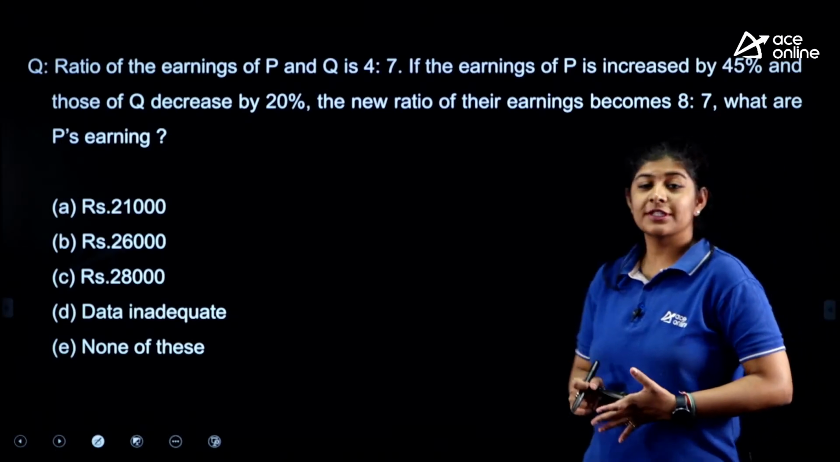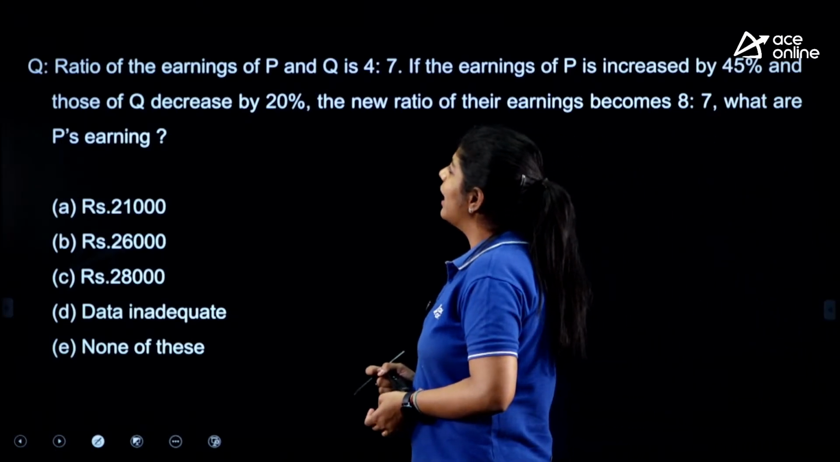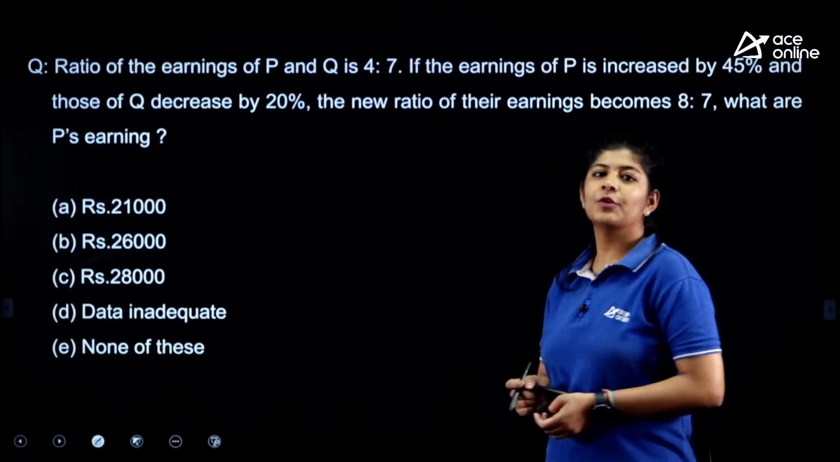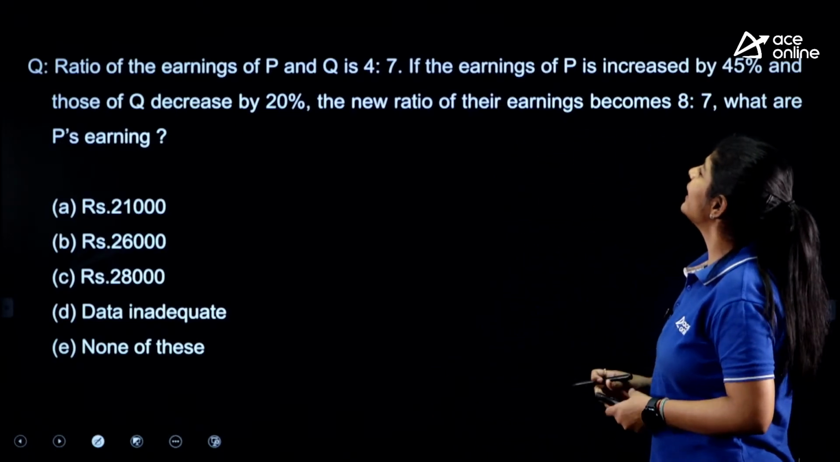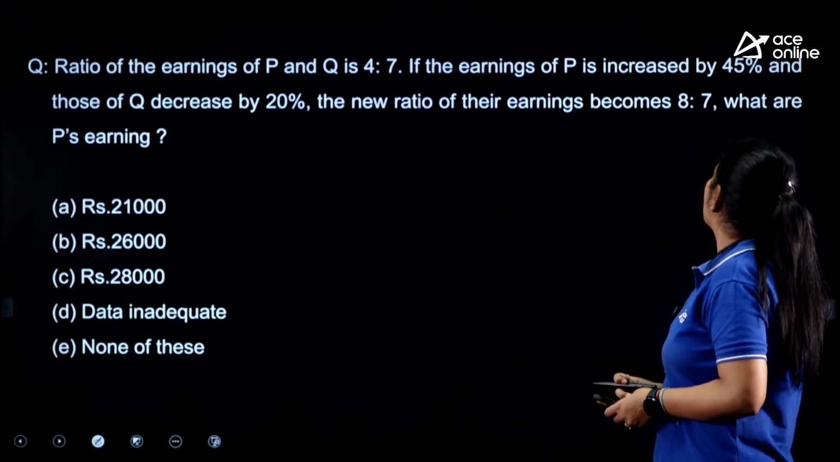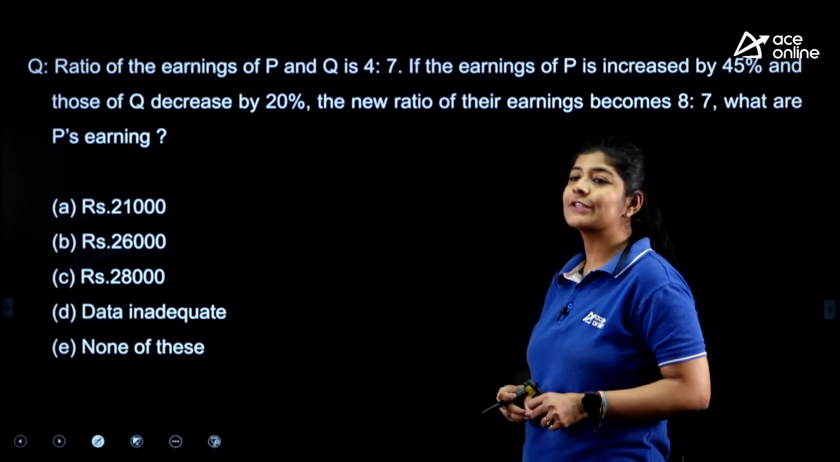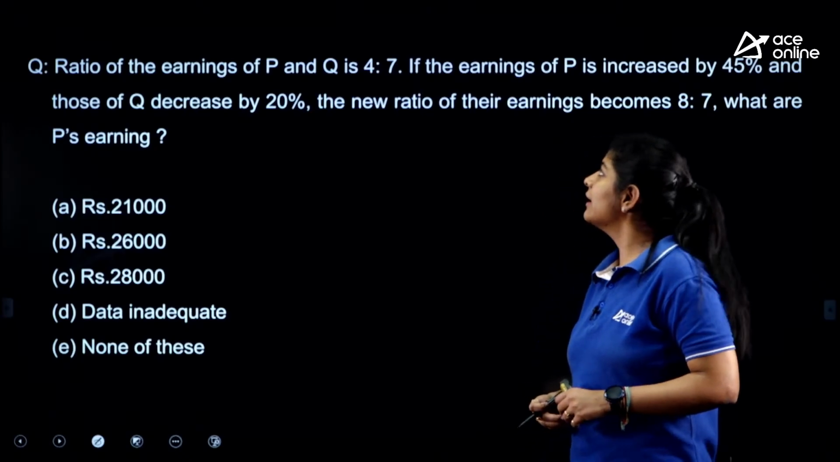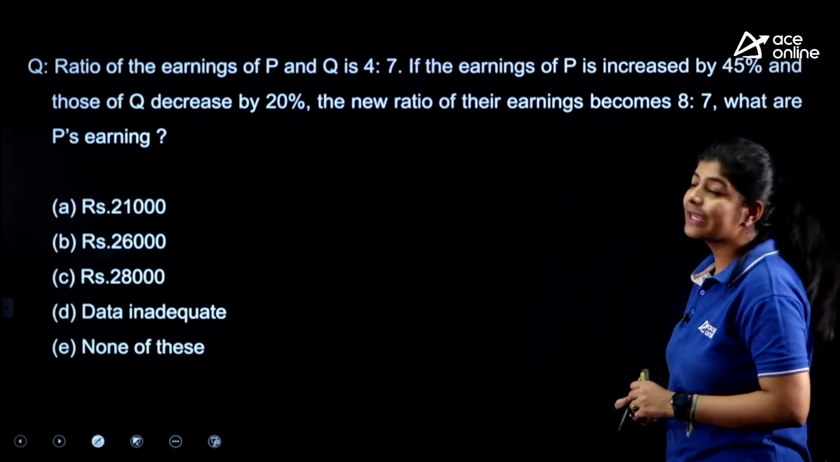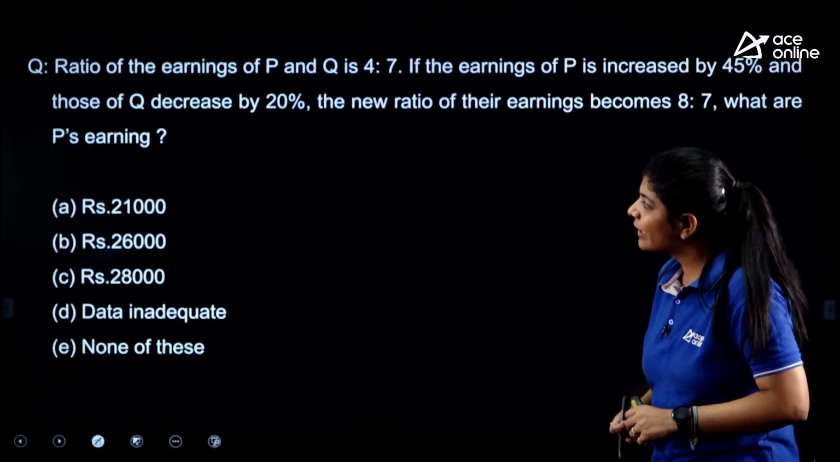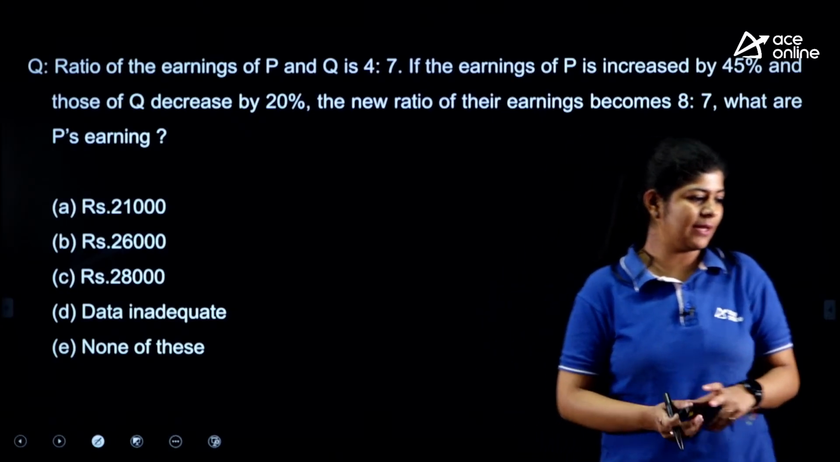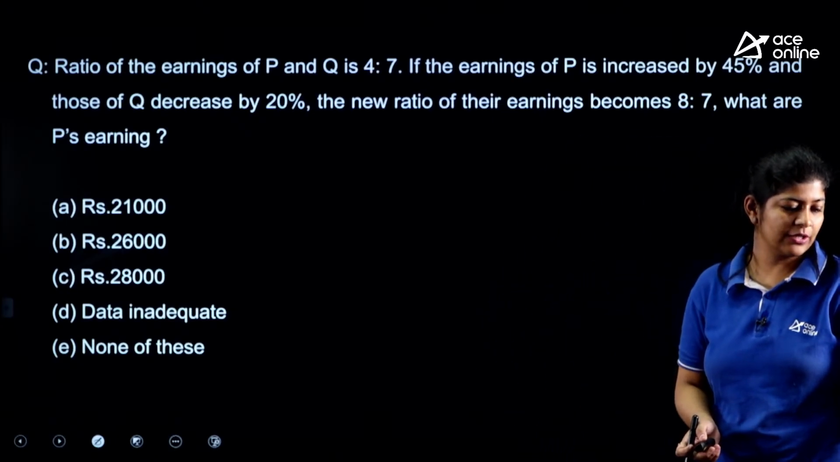Okay, the next question says that the ratio of the earnings of P and Q is 4:7. If the earning of P is increased by 45% and that of Q decreases by 20%, the new ratio of their earnings becomes 8:7. What are P's earnings? With the help of this, we have to find out P's earnings.